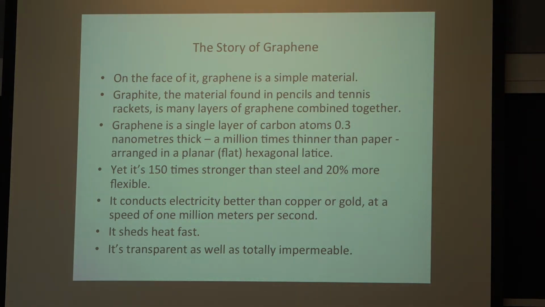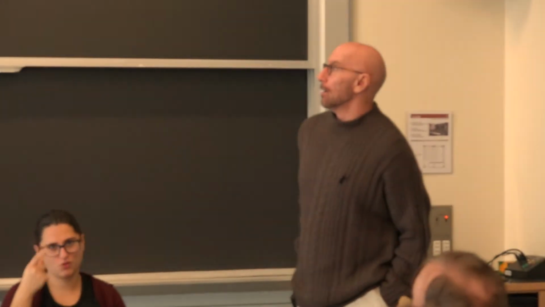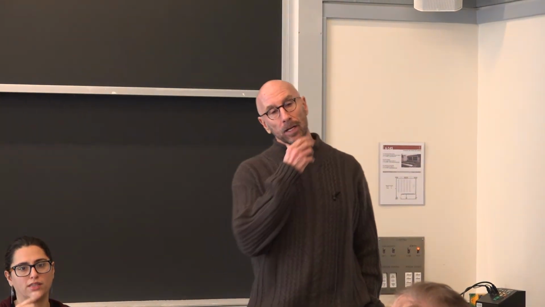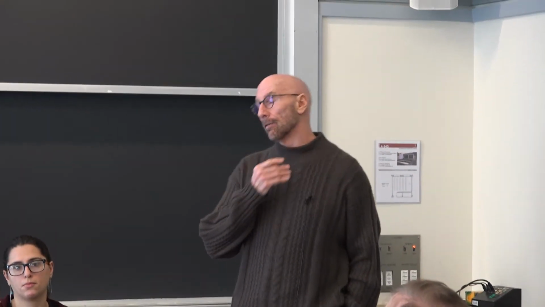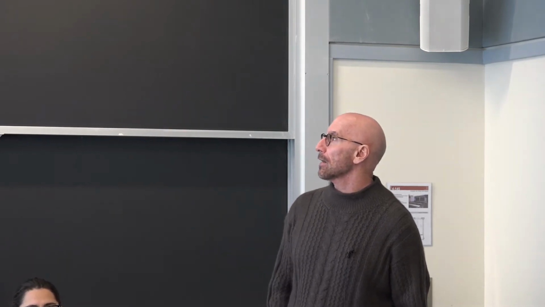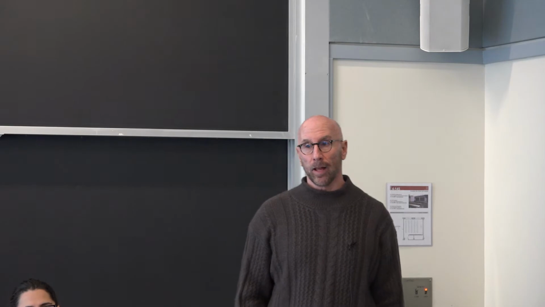So on the face of it, graphene is pretty simple. It's made of what? Graphite. Anybody that's picked up a pencil knows what graphite is. Graphene is a single layer of carbon atoms, 3 thousandths or 300th nanometers thick, a million times thinner than paper. Yet it's 150 times stronger than steel and 20% more flexible.